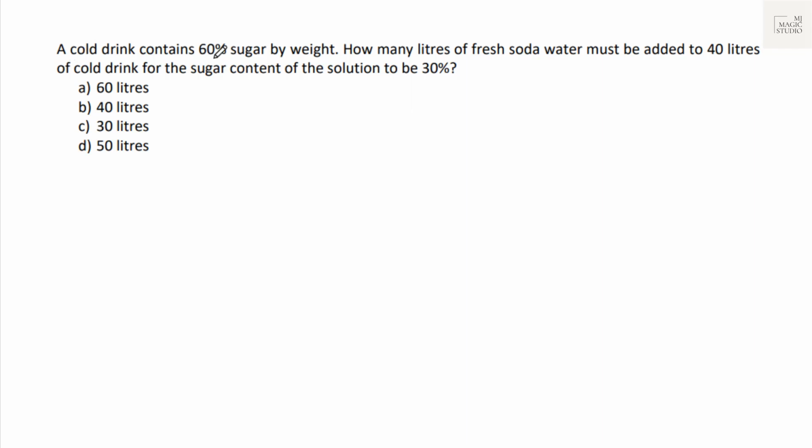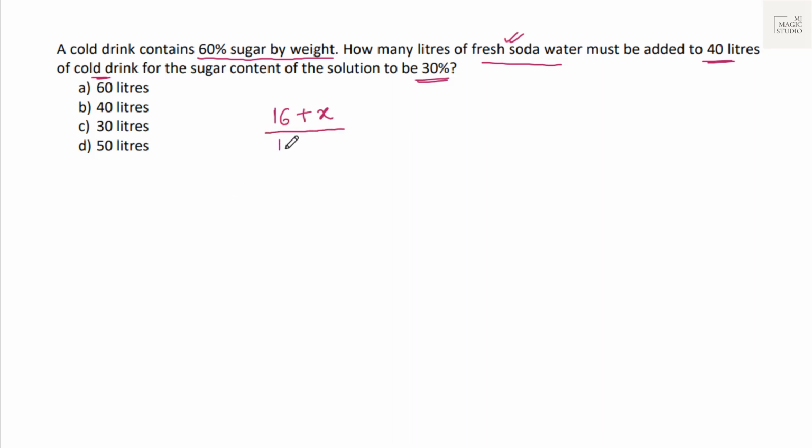A cold drink contains 60% sugar by weight. How many liters of fresh soda water must be added to 40 liters of cold drink for the sugar content of the solution to be 30%? Okay, we are mixing fresh soda. So fresh soda initially was 40%. 40% of 40 is 16. And suppose X liters of fresh soda is added.